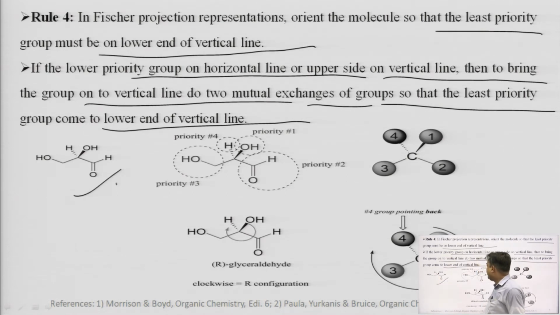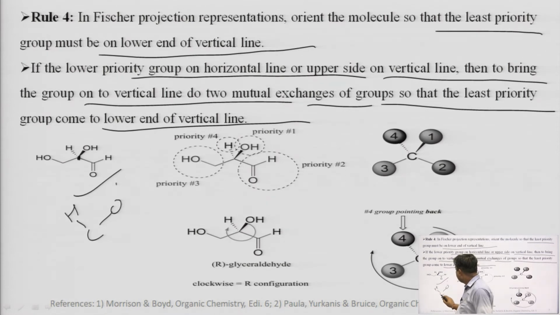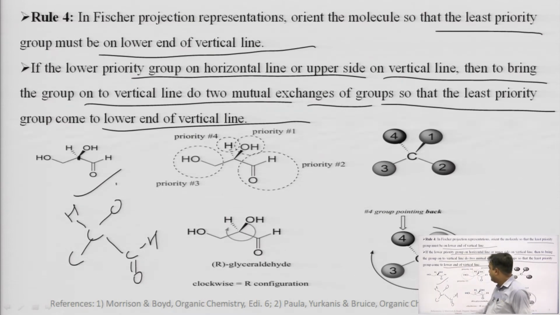There is a molecule. Now, we are going to assign the priorities. This is the chiral carbon, and the chiral carbon is attached to oxygen, attached to hydrogen, attached to a carbon, and attached to the carbon which is double bonded to the oxygen.